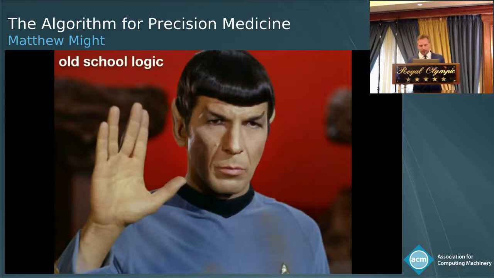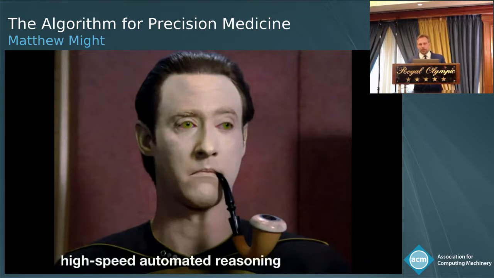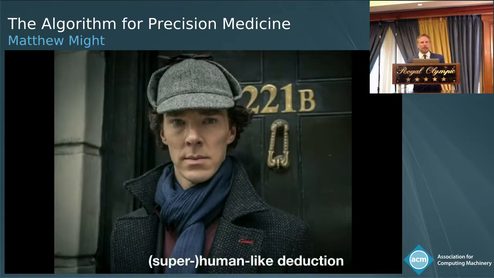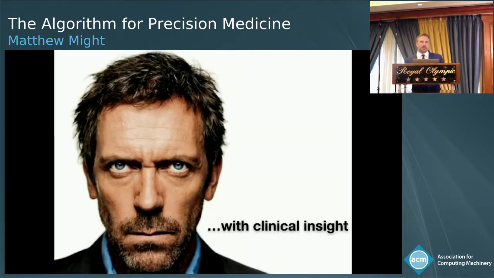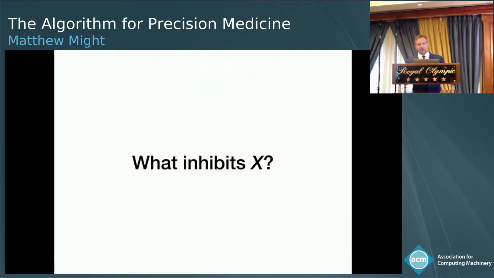But in a nutshell, what we're trying to do is take old school logic combined with high speed automated reasoning to achieve superhuman-like deduction with clinical insight. So this is more or less the goal. Some people call this artificial intelligence, and back in the 1980s, I think it was fair to call it exactly that. This really was what AI was back then.